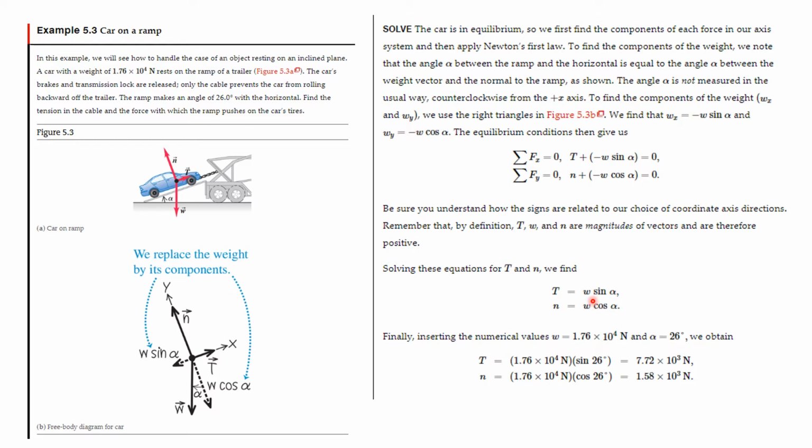And now we know what W is. W is 1.76 times 10 to the 4th newtons. We can find the sines and cosines, and we find out that this is T and this is N.